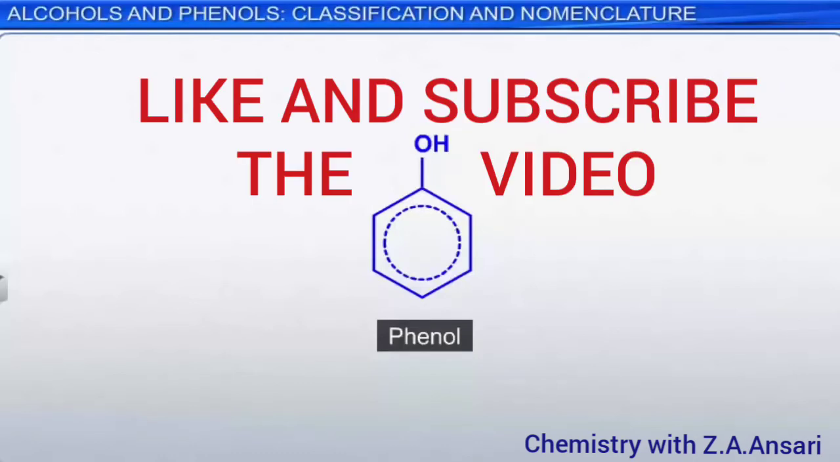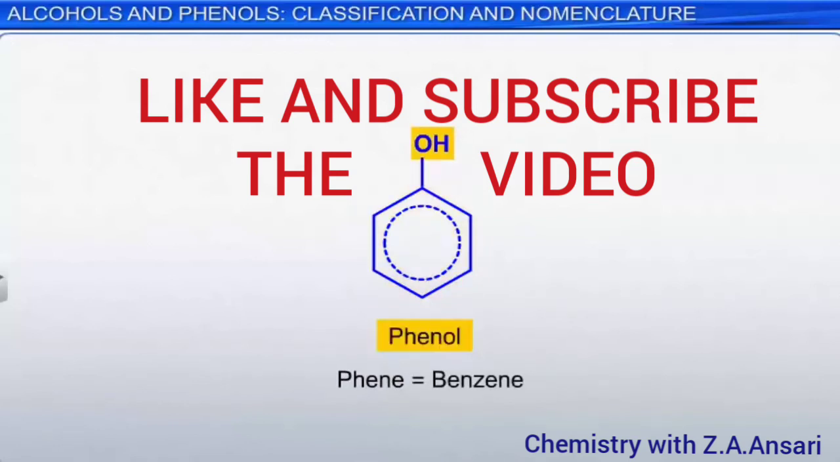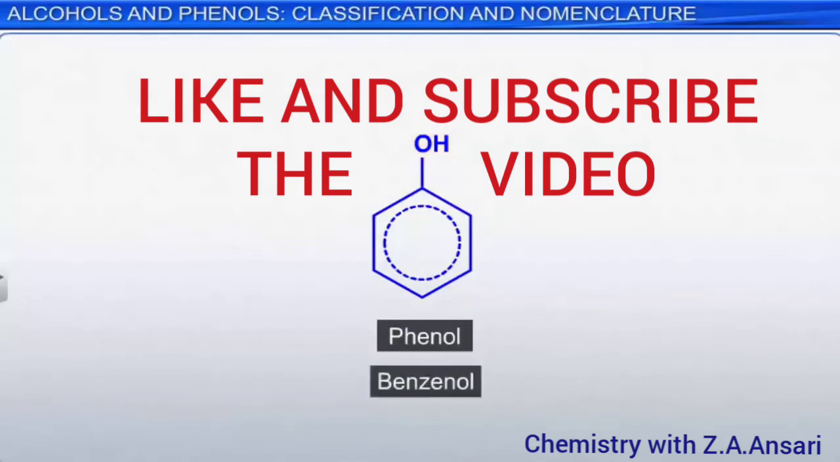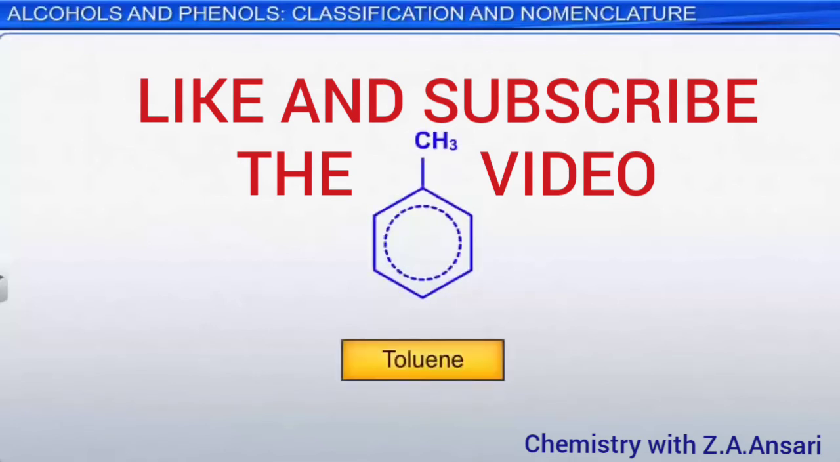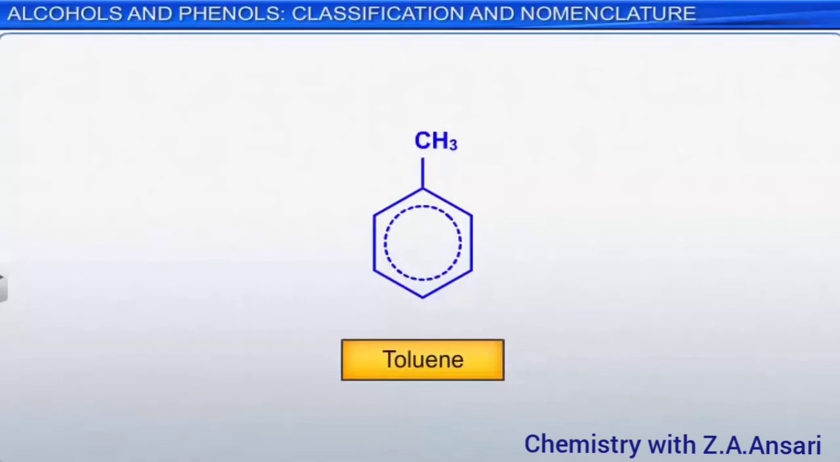Let's turn our attention to the class of organic molecules called phenols. Phen is an old name for benzene. So the benzene containing 1 hydroxyl group is known as phenol. Although the systematic name is benzenol, phenol is an accepted IUPAC name. We can use this as the basis for naming phenol derivatives. Toluene is an important benzene derivative. It has 1 methyl group attached to the aromatic ring.